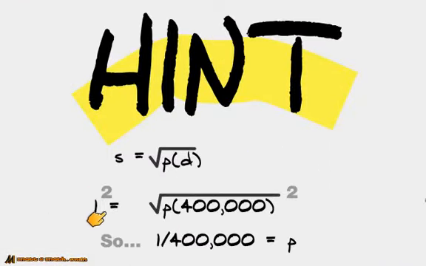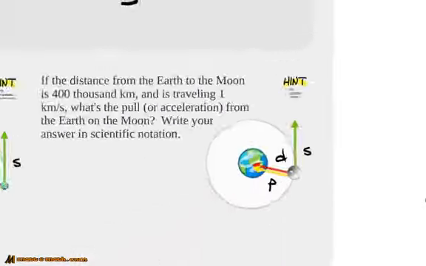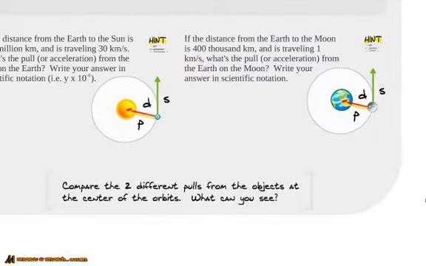We're going to square 1. That's easy. And then remember, this is a half. Well, squaring a half gives you 1. So then we get 1 over 400,000. All right, now, compare the two different poles from the objects at the center of the orbits. What do you see? What do you notice? Would you think one would be bigger, smaller? Surprise you? Pretty cool to think about how we can use math to talk about the planets, huh?